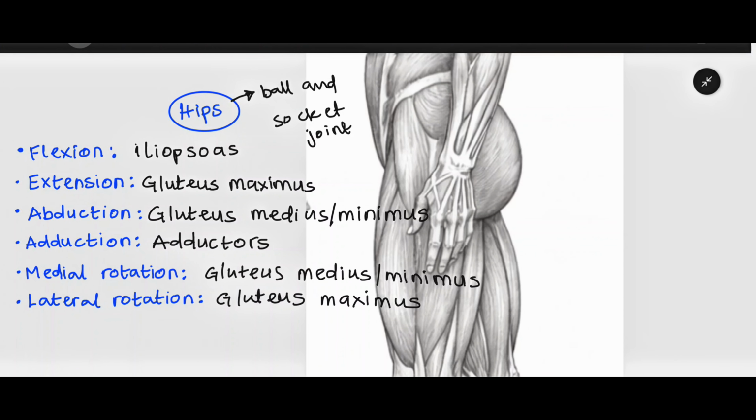Then hip extension is caused by your gluteus maximus contracting. Hip abduction is caused by both your gluteus medius and your gluteus minimus. Hip adduction is caused by your adductors. So remember we looked at the adductor group with those different muscles in there. Hip medial rotation is caused by the gluteus medius and the gluteus minimus. Hip lateral rotation is caused by the gluteus maximus.